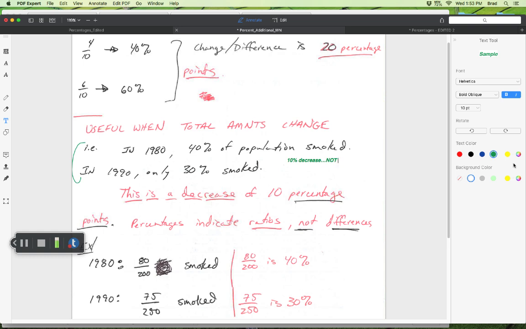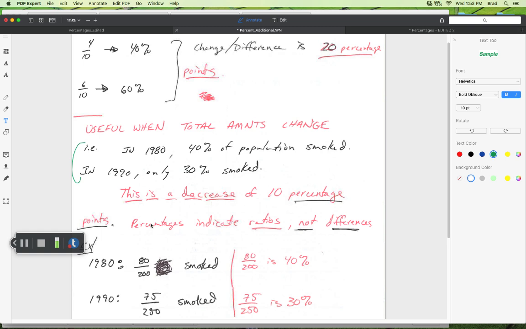But that's not quite right. In other words, that's not quite what's happening. A 10% decrease would mean that compared to the 1980 value, we dropped by 10% of that value. Well, we're actually comparing a percentage of the population, a ratio, to another ratio. So what this is here is a decrease of 10 percentage points.